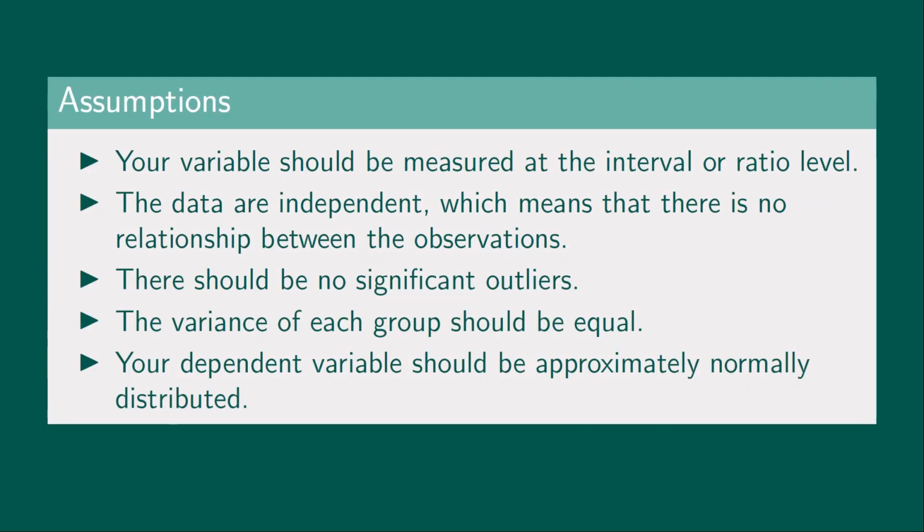The assumptions of the test are the following. Your dependent variable should be measured at the interval or ratio level. The data are independent, which means that there is no relationship between observations. There should be no significant outliers. The variance of each group should be equal. And your dependent variable should be approximately normally distributed.